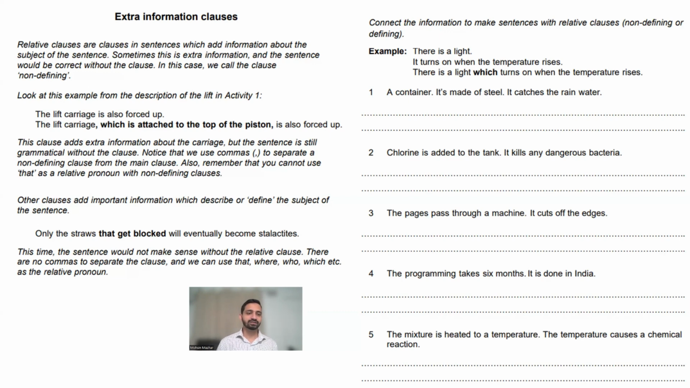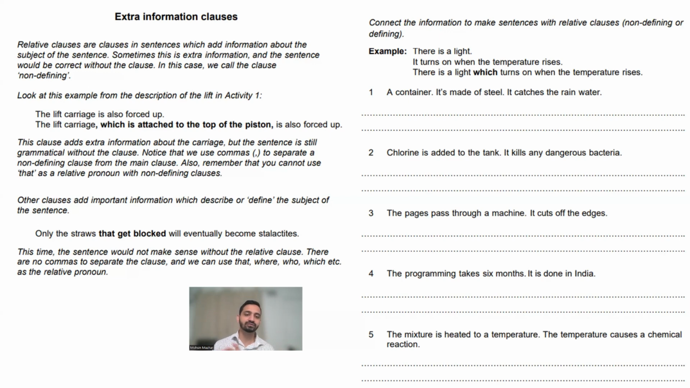All right, let's talk about the other things. So other clauses add important information which describe or define the subject of the sentence. For example, when I was talking about the defining clause, let's look at an example of that. "Only the straws that get blocked will eventually become stalactites." Here I'm using "that" and I'm not using any comma. You can see the difference. If you think about this one, I can't really say the sentence without "that get blocked" because it will not be grammatically correct.